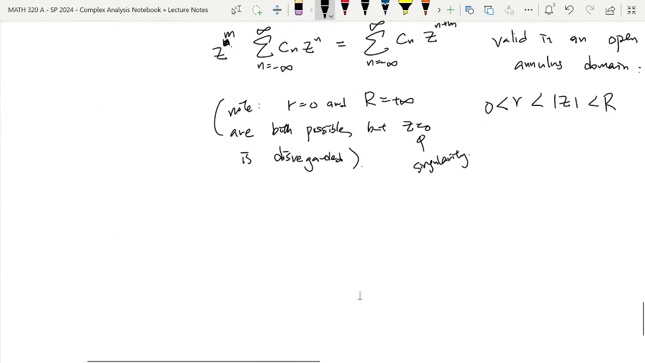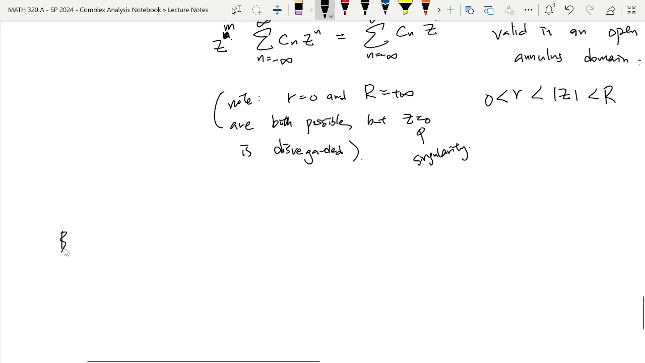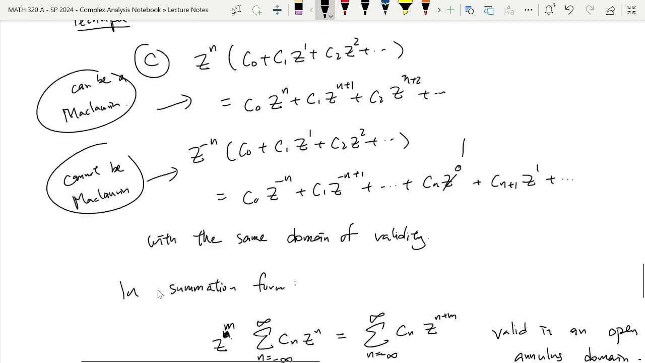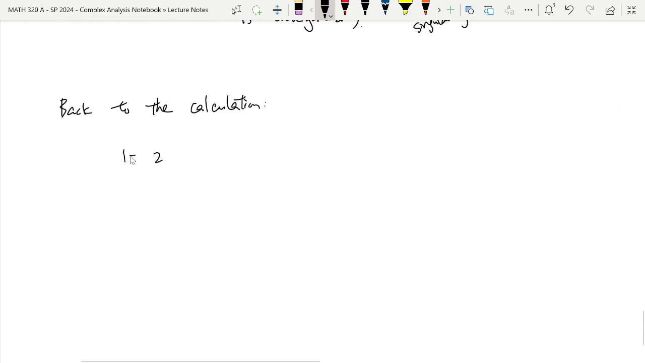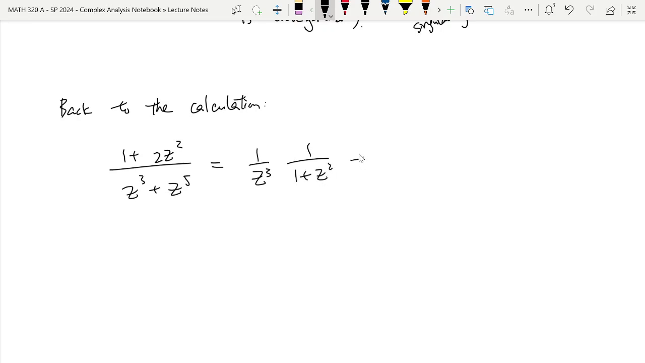So let's repeat it. Back to the calculation. The calculation was 1 plus 2z squared over z cubed plus z to the power 5 gets simplified into 1 over z cubed times 1 over 1 plus z squared, plus 2 over z times 1 over 1 plus z squared. Okay? So you have this shifting.